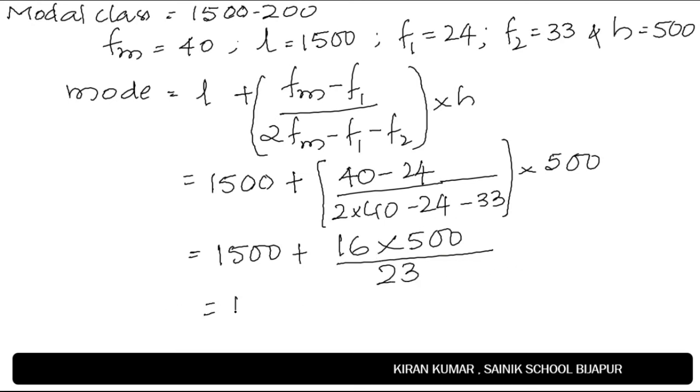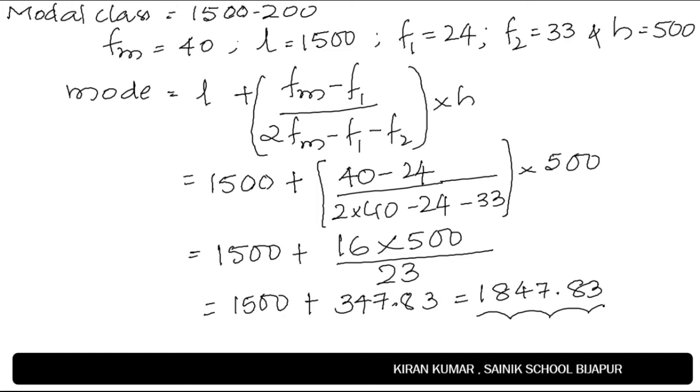We don't get the exact value, so approximately we need to find it. We get 347.83 added to 1500, which is 1847.83. Now we need to calculate the mean.